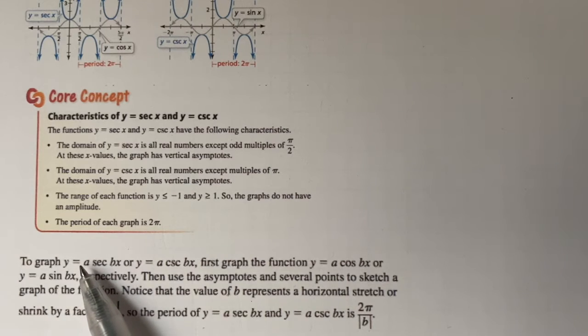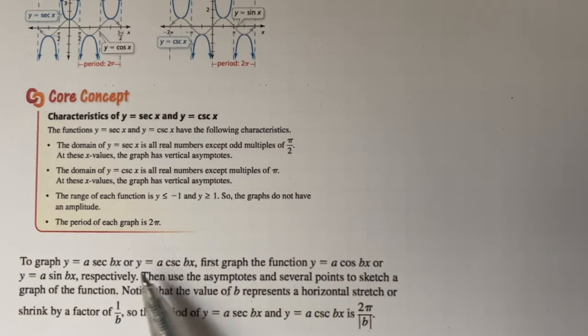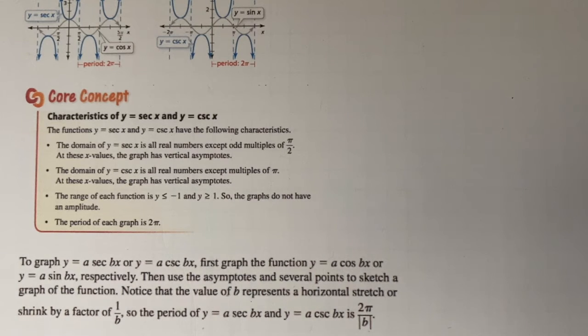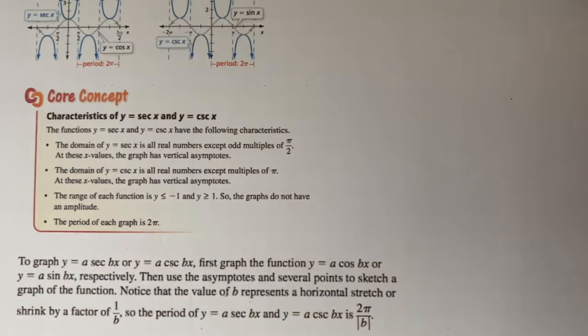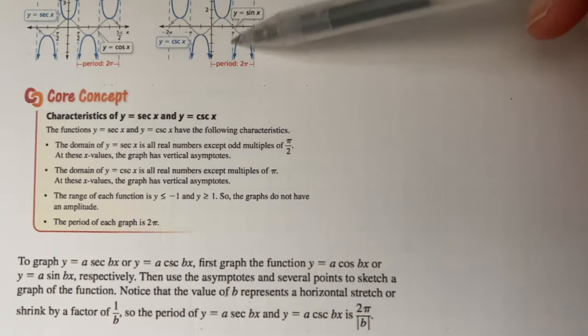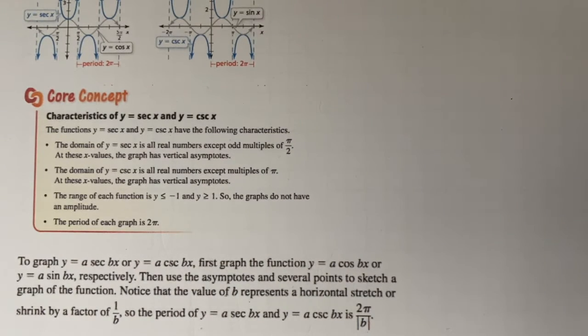If you wanted to graph y is equal to a secant of bx or y is equal to a cosecant of bx, you're going to first graph the reciprocal function, so either the cosine or sine function. And then you're going to draw vertical asymptotes at the x-intercepts of your function. And after you graph those vertical asymptotes, you are going to make points at the minimum or maximum of the functions. And then just draw a parabola or U shape. You want it to go up if it's at a maximum, and you want it to go down if it's at a minimum. So with that in mind, we are going to start graphing secant and cosecant.